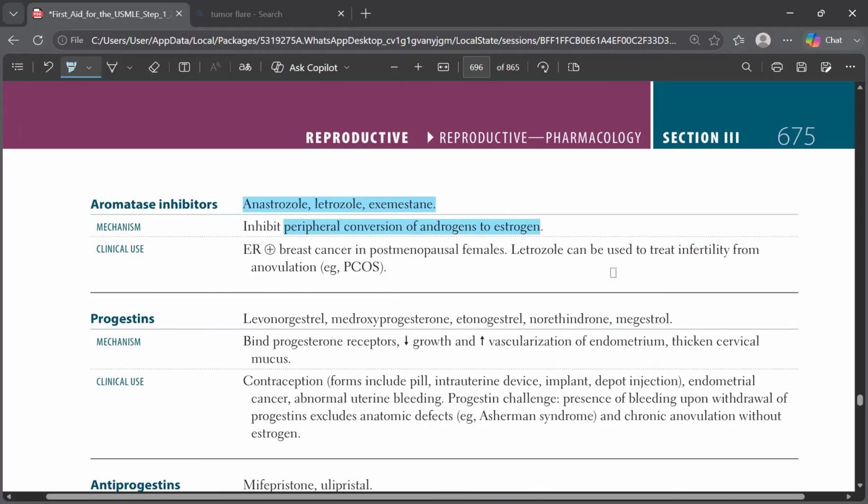Letrozole can be used to treat infertility from anovulation, for example, PCOS. Because it is preventing the formation of estrogen, it is going to decrease the estrogen positive breast cancer. And because they decrease the formation of estrogen, they are going to treat infertility from anovulation, which is because of unopposed estrogen and very little progestins. So as the estrogen is going to be less in amount, there is going to be ovulation, and the infertility would be treated. So anastrozole, letrozole, exemestane are used for treating anovulatory infertility and ER-positive breast cancer.